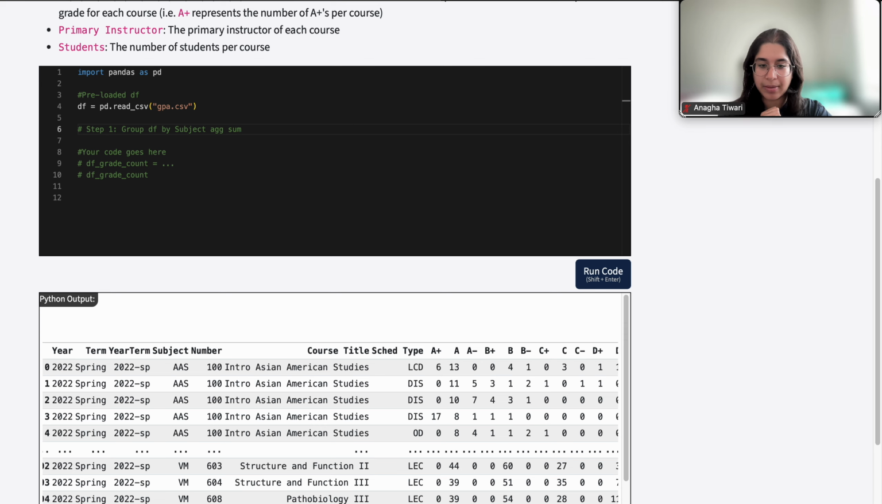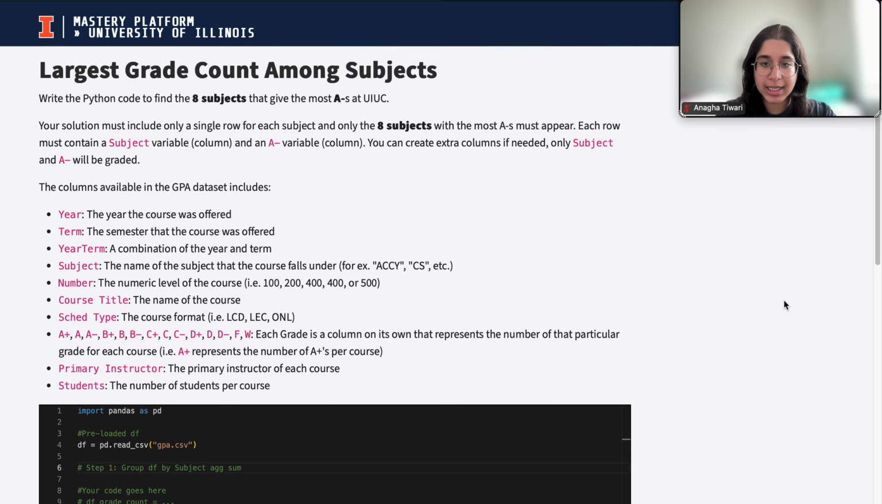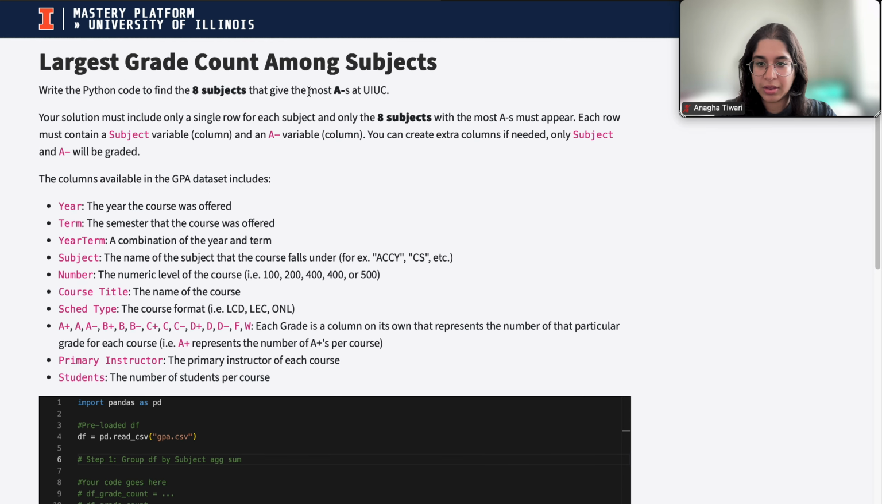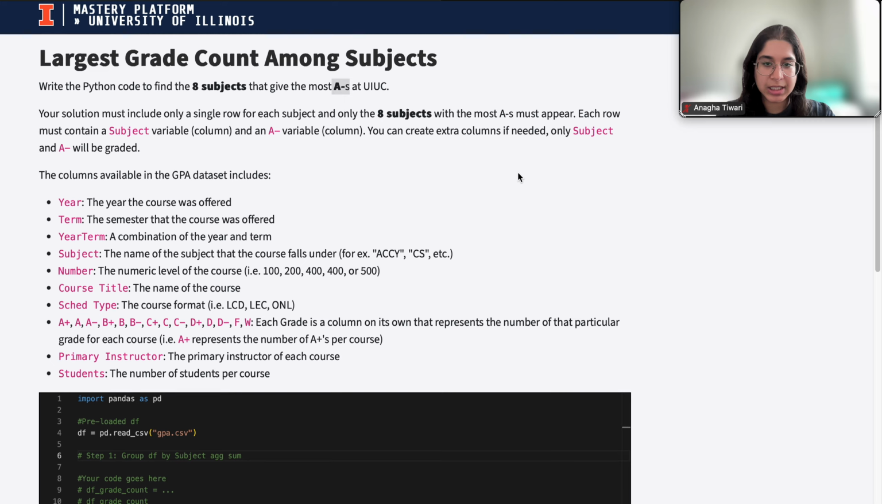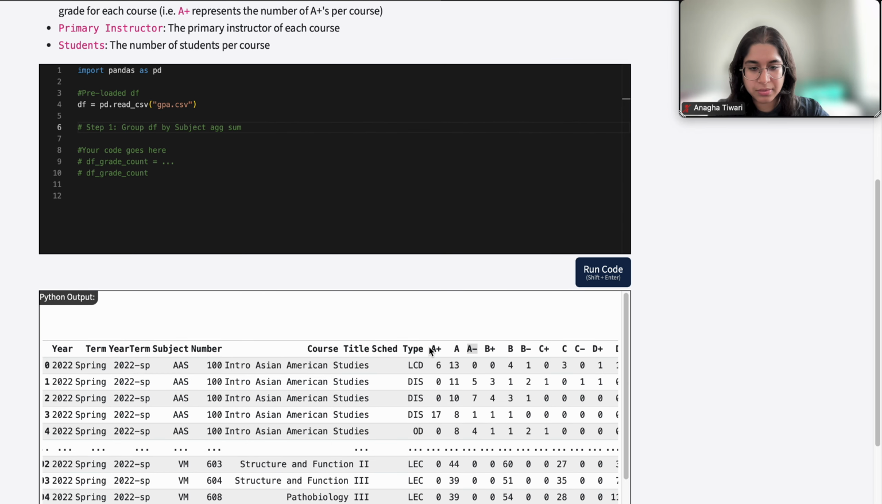We should aggregate by sum because we basically want to total up all of the A minuses for each subject, right? It doesn't make sense to find the mean of anything, right? What are we going to find the mean of? We can't find the mean number of A minuses. The question's not asking that. It's asking us to find the 8 subjects that gave the most A minuses. So it would make sense to total up how many students got each specific grade and got each A minus, and then go on from there.